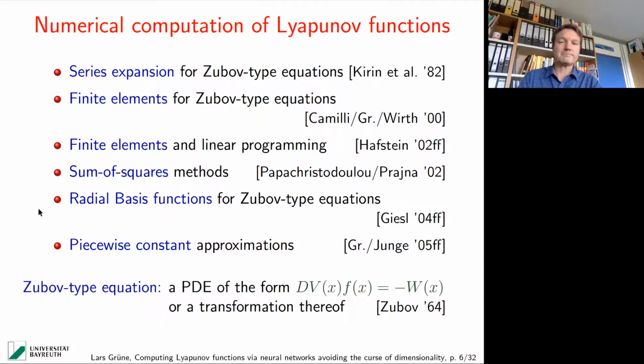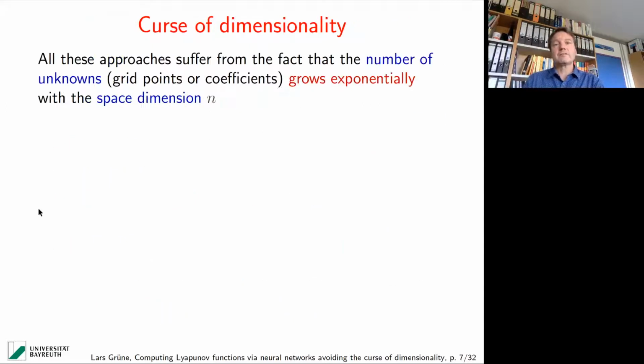And there are mesh-free methods like the radial basis function method, which was introduced by Peter Giesel a while ago. And there are also more exotic methods which correspond to concepts like quantization, which use piecewise constant approximations. What all these methods have in common is that the number of unknowns, which are either grid points or coefficients, whatever are the unknowns in your numerical scheme, grows exponentially with the space dimension n, right? So if the ODE becomes higher and higher dimensional, then the computational effort and also the storage effort grows exponentially. And this is what is called the curse of dimensionality. I think the term comes from optimal control, but it just as well applies here in this setting.